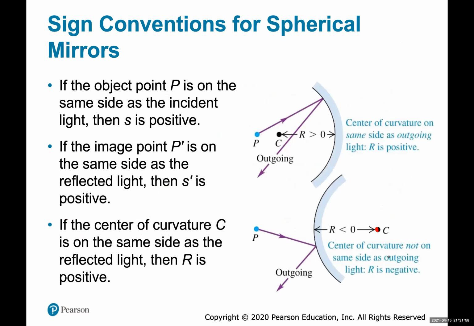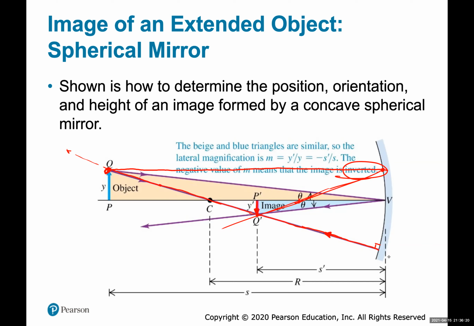And this, though, is a real image. If this were a flashlight, I could focus that light on my hand at point P prime. There is actually light that focuses there, as opposed to the light behind a plane mirror. Well, which there isn't. The image behind a plane mirror, the light actually isn't there. Here, the light is actually passing through this point.